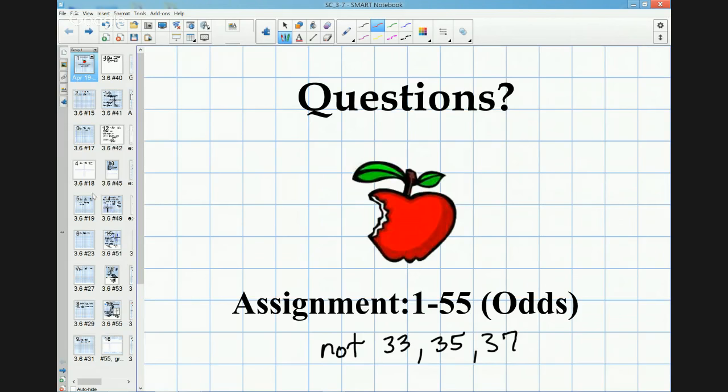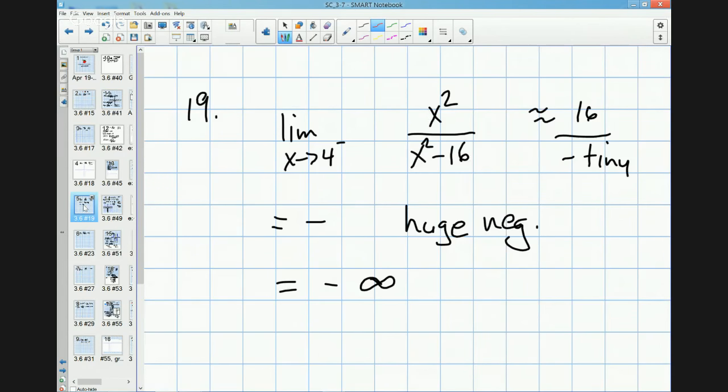We're going to start with looking. Somebody requested number 19. So number 19 was a limit question. It asked you, find the limit as x approaches 4 from the left. That's what that little minus sign there means. Find the limit as x approaches 4 from the left of x squared over x squared minus 16. So approaching 4 from the left means numbers just slightly less than 4, but approaching it.